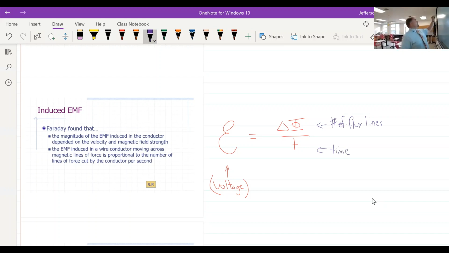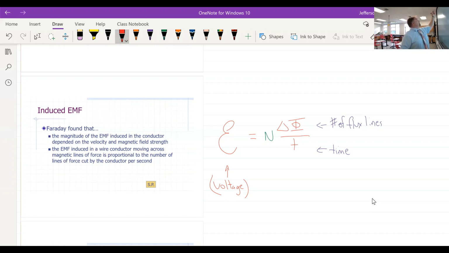And there's one other thing on here too. I'll put it out front. There's an N, okay? And that refers to the number of wires that are being cut. So this delta phi over delta T is for each particular wire that's being cut, and it would be multiplied by the number of wires that are being cut. Because if you cut through with one wire, and then you cut through with two, you're going to get double the amount, okay?